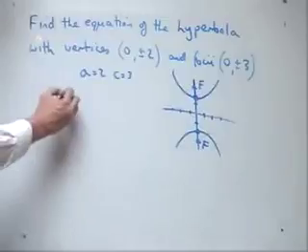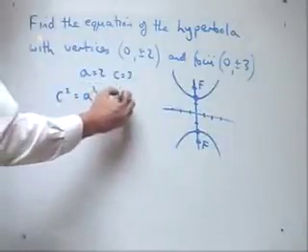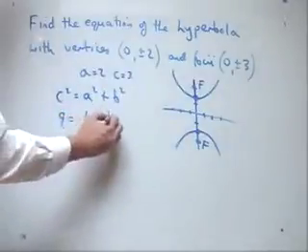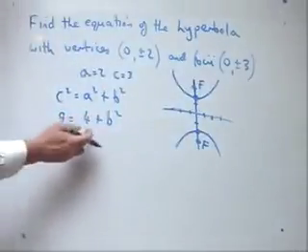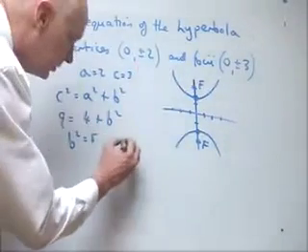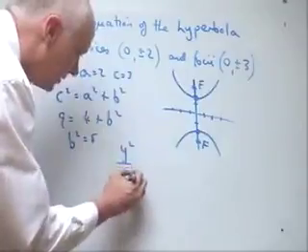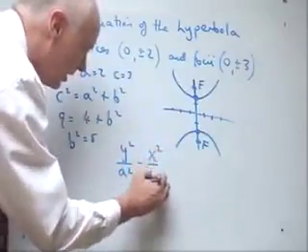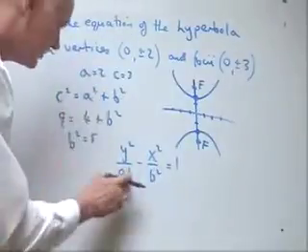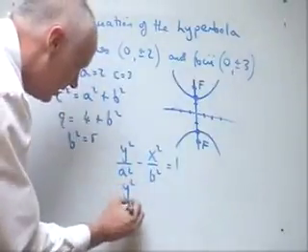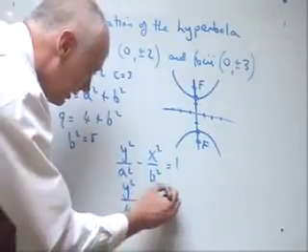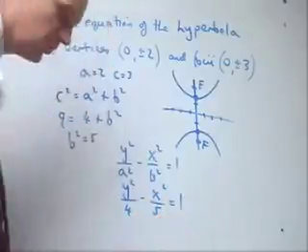We know for the hyperbola c squared equals a squared plus b squared. So c squared 9, a squared 4 plus b squared. So what number would you add to 4 to get to 9? B squared is 5. We know that it's vertical, so it's y squared over a squared minus x squared over b squared equals 1. A squared is already given, 4, b squared is 5, so the answer is y squared over 4 minus x squared over 5 equals 1.